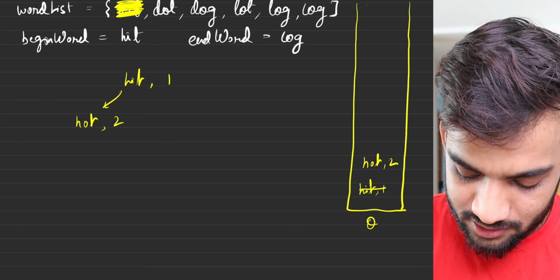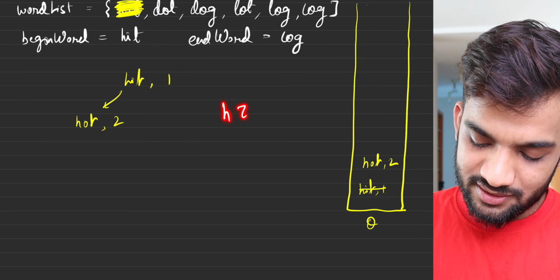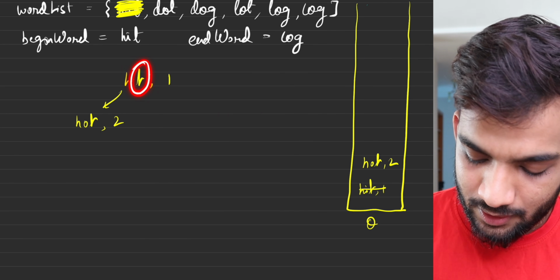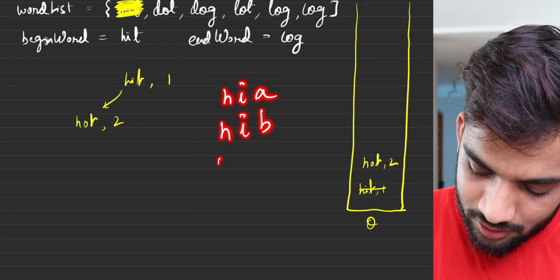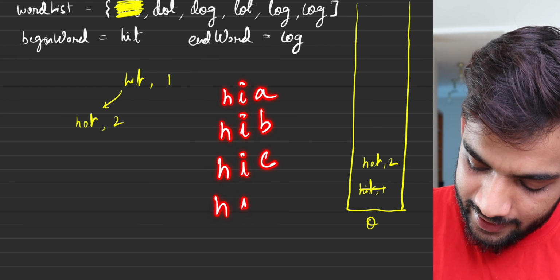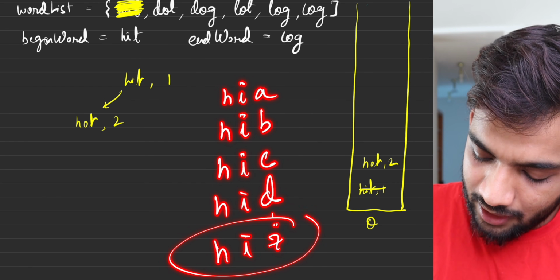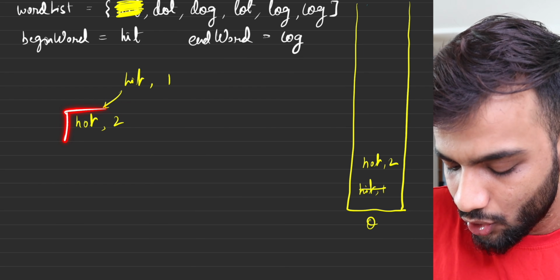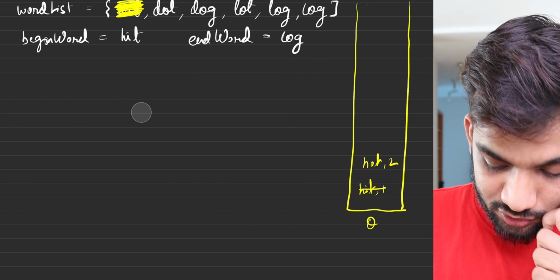Done. Next, I'll try to convert I to everything else till H, Z, T, but nothing will be there. Next, I take T and I try to convert it. So HIA, HIB, HIC, HID, so on till HIZ. None of them is in the word list. So we do not take. So we just got one and we have inserted that into the queue data structure. Time to omit this off.